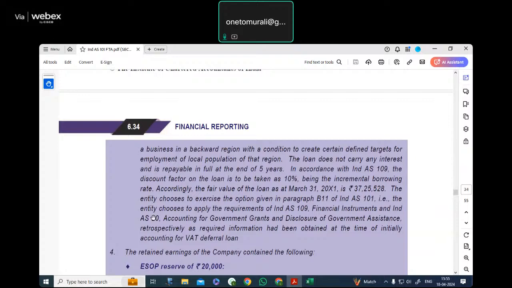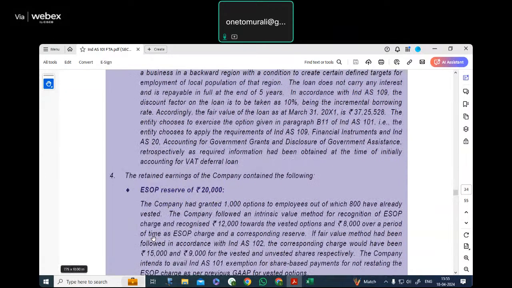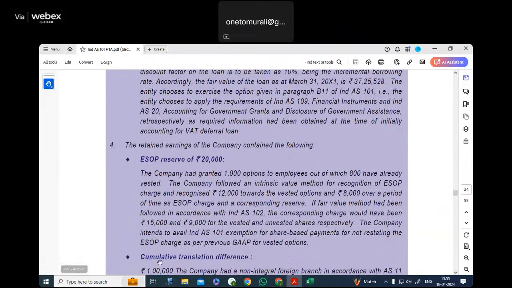Then the retained earnings of the company, ESOP reserve. The company had granted 1,000 options to employees, out of which 800 have already vested. The company applied the intrinsic value method for recognition of ESOP and recognized rupees 12,000 towards vested options and 8,000 over a period of time as ESOP charge with a corresponding reserve. The fair value method has been followed in accordance with 102. The corresponding charge would have been 15,000 and 9,000 for vested and unvested respectively.